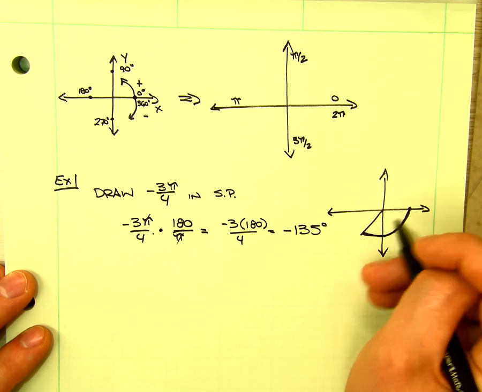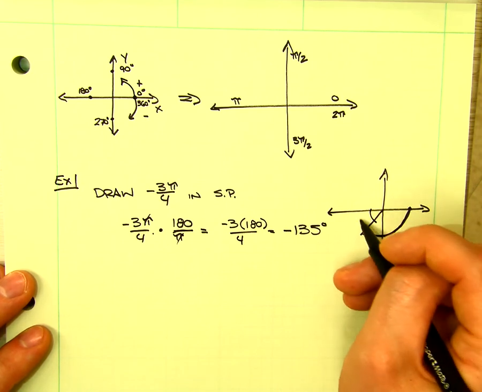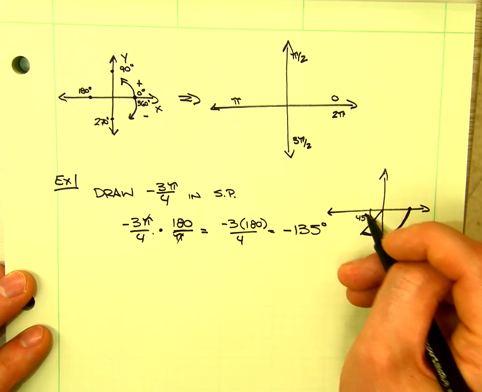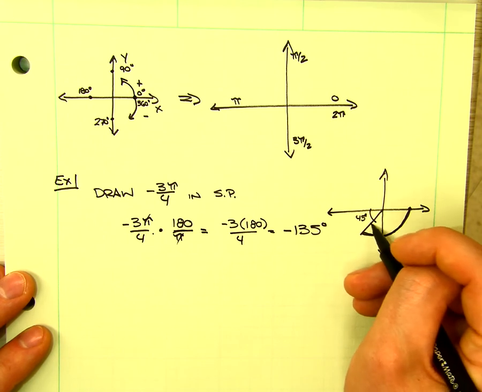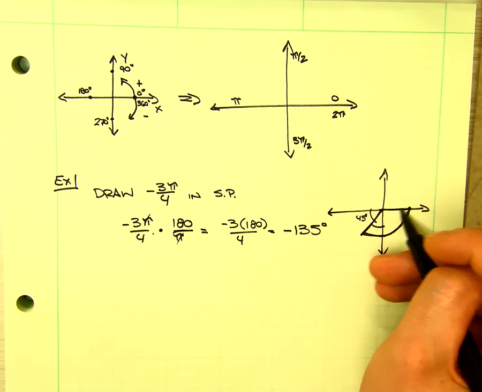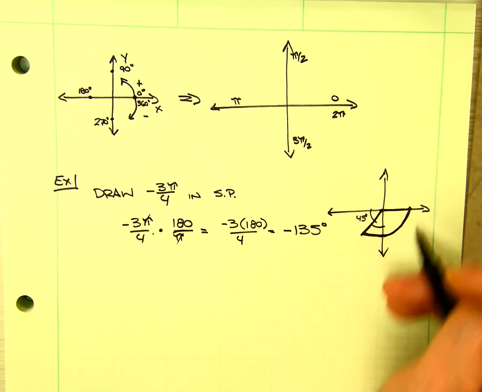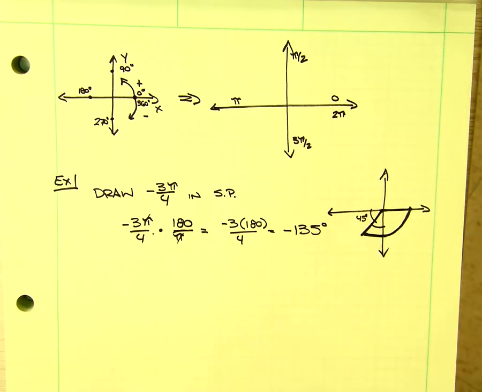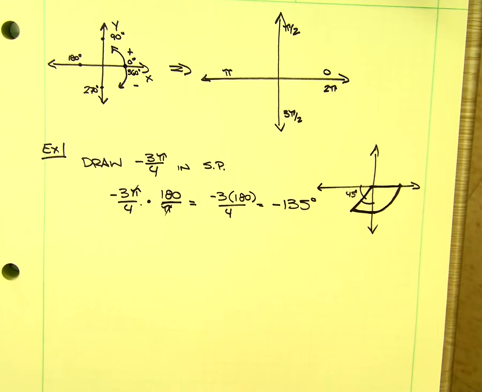That's going to be 135 degrees, and even to mark it, I can put 45 degrees right here. But of course, this angle right here is also going to be 45 degrees. So this right here is what my angle looks like. Negative 3 pi over 4. It's going to be minus 135 degrees.